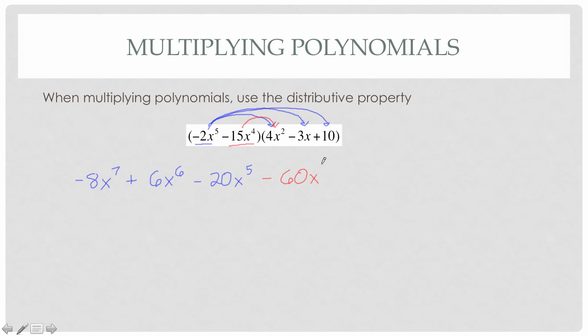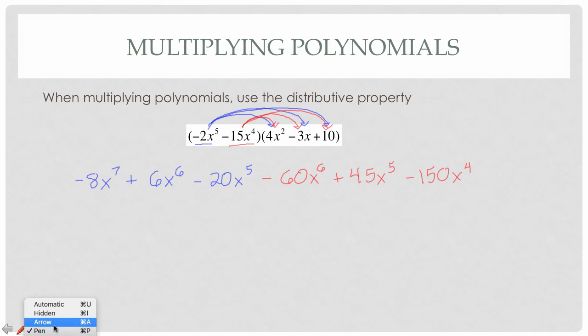Whoops, x to the 6th. Look at that. I almost wanted to multiply them as well. X to the 4th times x squared is 6, so that's 6 x's altogether. Now I do negative 15 times x to the 4th times negative 3x. This is going to give me positive 45x to the 5th. And then finally negative 15x to the 4th times 10. It's going to give me negative 150x to the 4th.